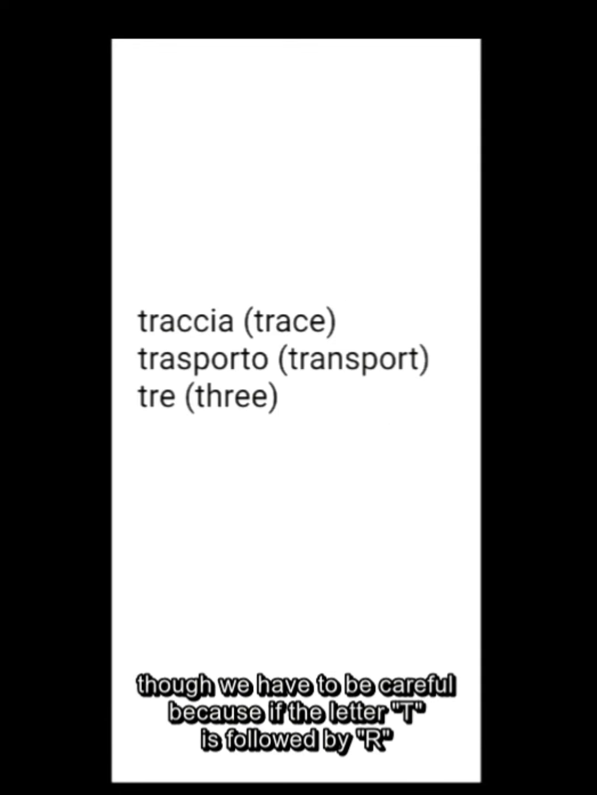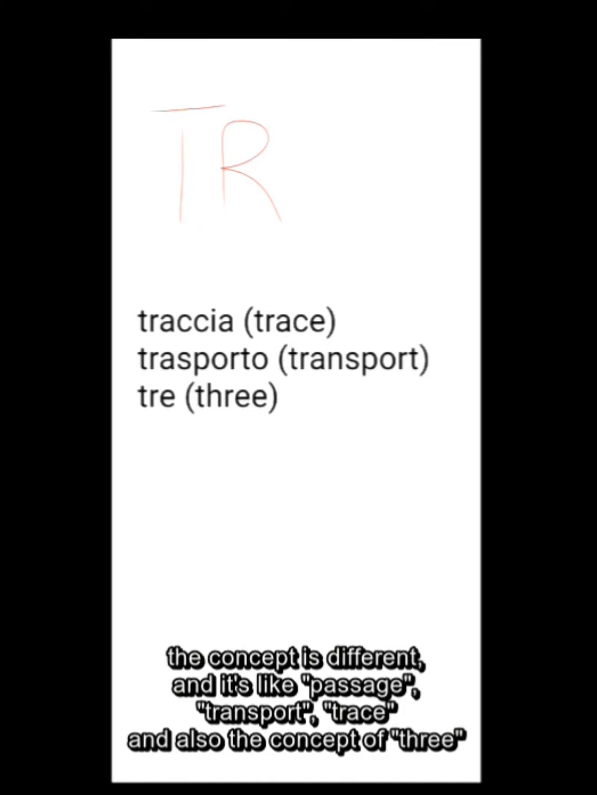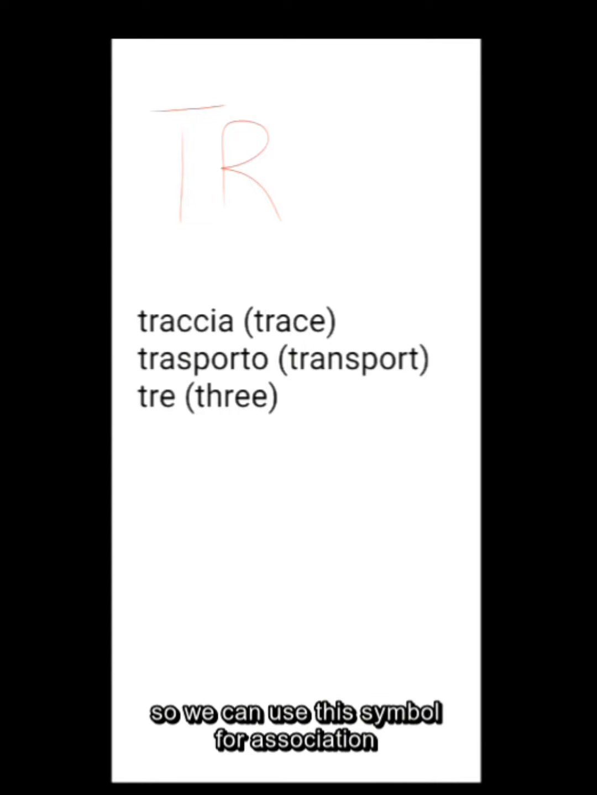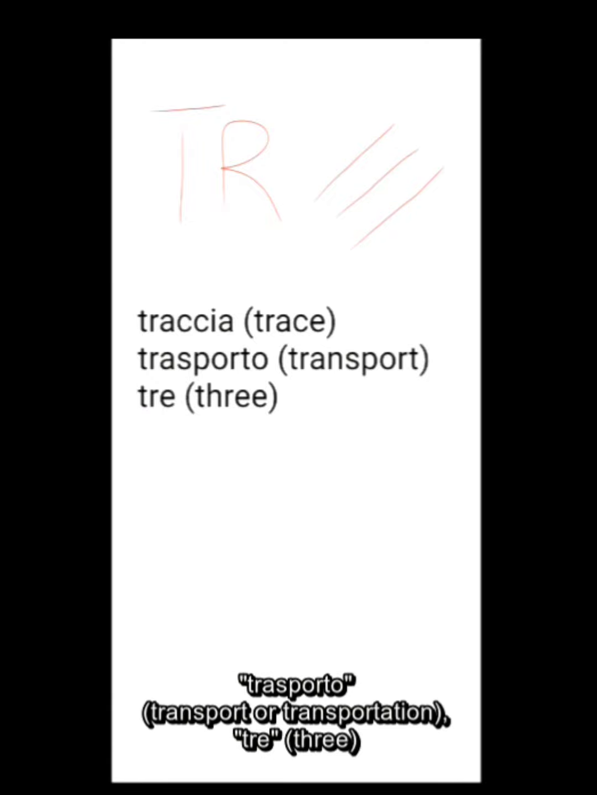Though we have to be careful, because if the letter T is followed by the letter R, then the concept is different, and it's like passage, transport, trace, and also the concept of tree. So we can use this symbol for association. Some examples are traccia, trace, trasporto, transport or transportation, tre, tree.